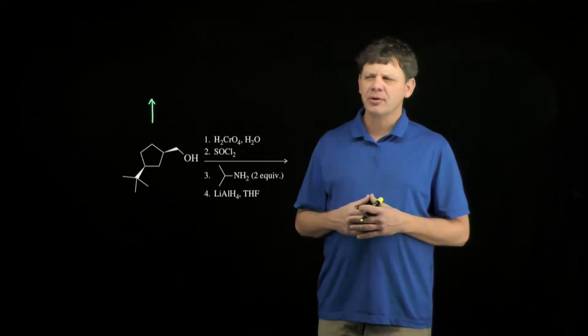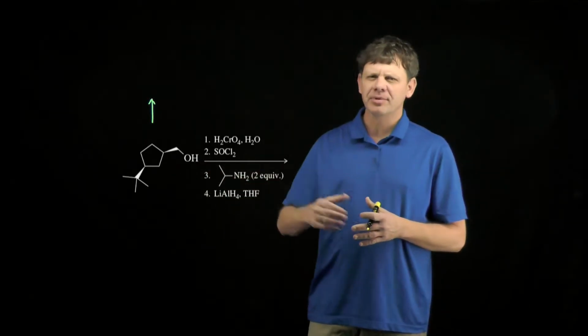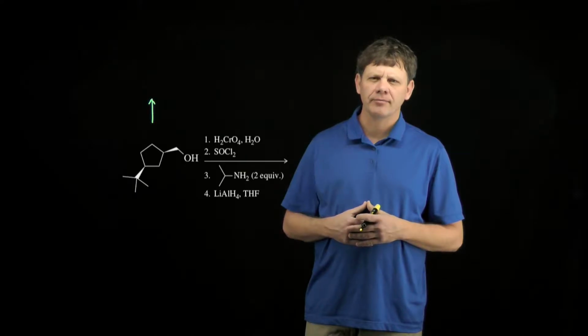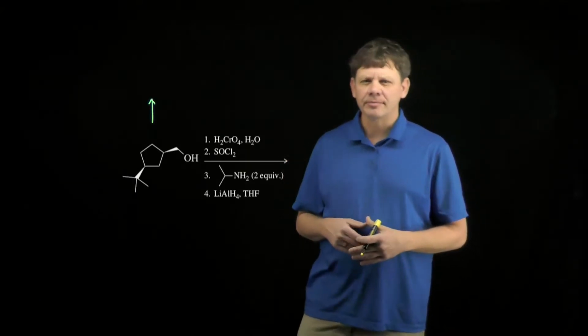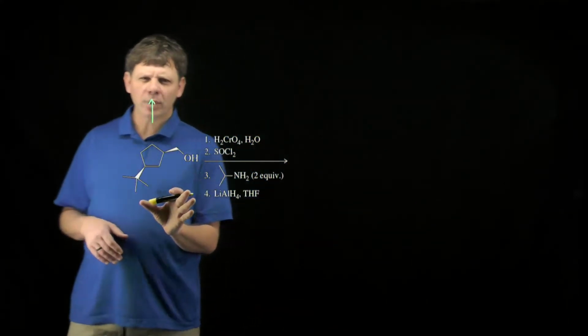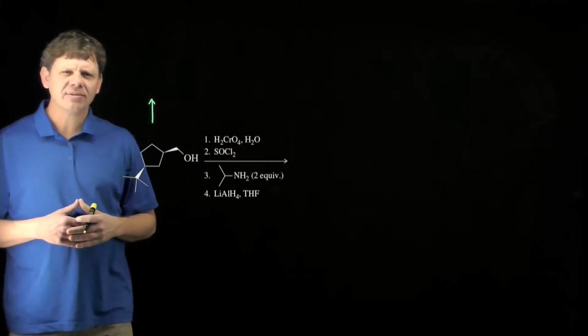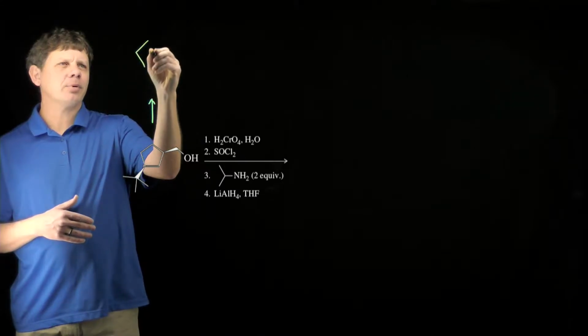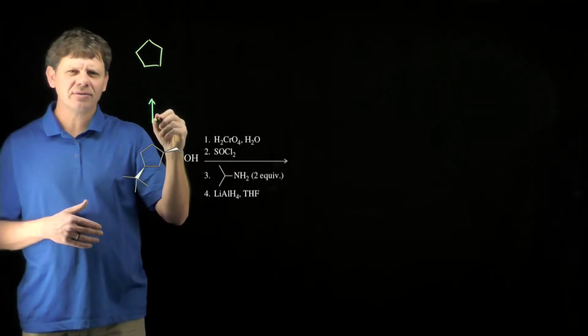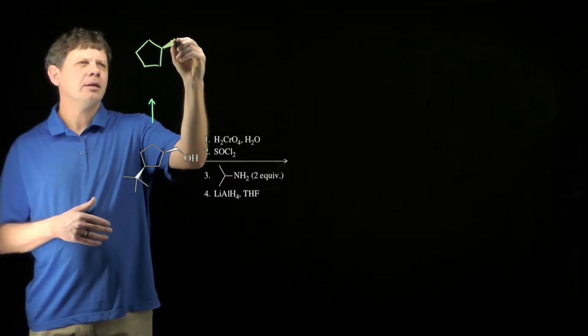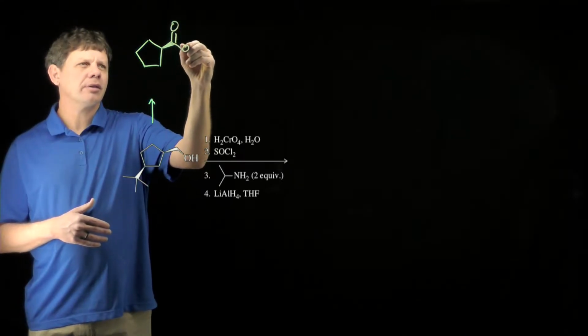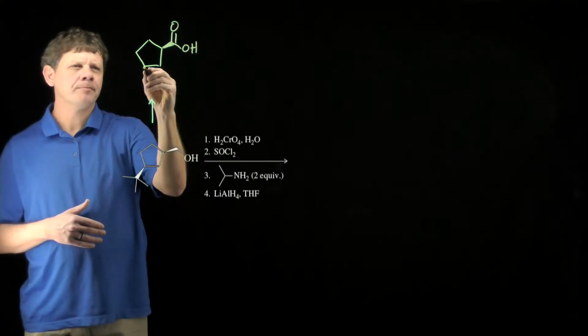This assessment asks us to predict the product of the multi-step synthesis shown on screen. So let's get started. The reaction begins with a primary alcohol and reacting it with chromic acid. Chromic acid and primary alcohols are going to give us a carboxylic acid. So we can go ahead and draw the carboxylic acid here.